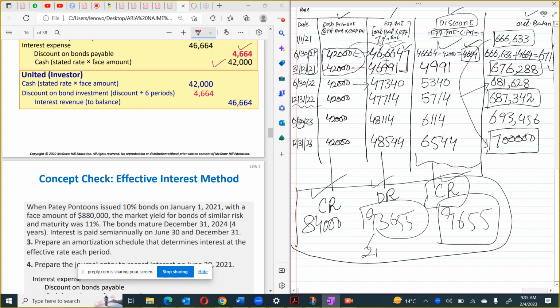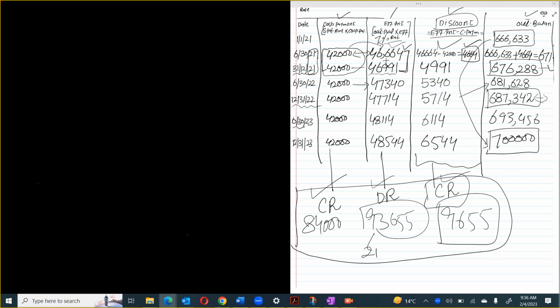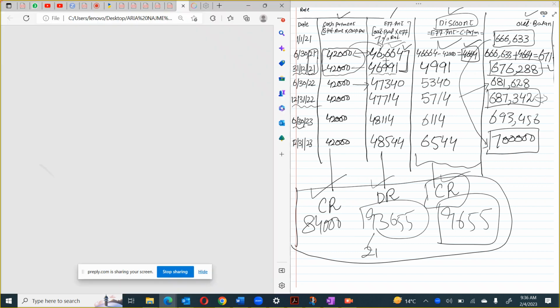Why? Because we already added this. Remember how we calculated the outstanding balance: discount plus previous period outstanding balance. So it is already calculated, already added, and you do not need to add anything. Simple, make a table. I will show you your table. It will be more clear like this.